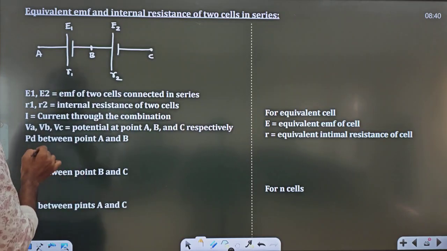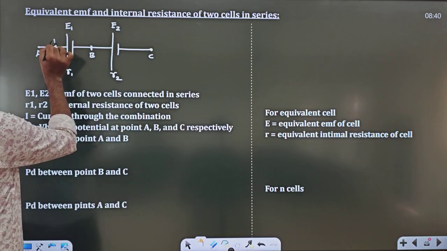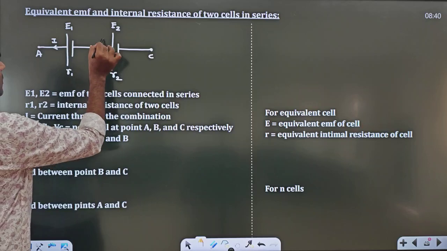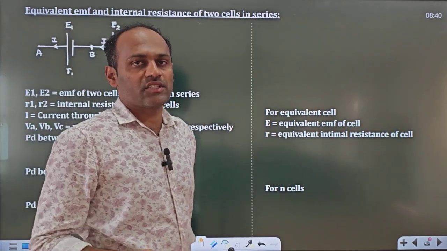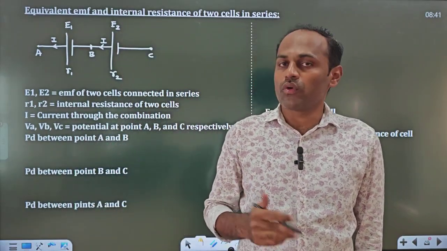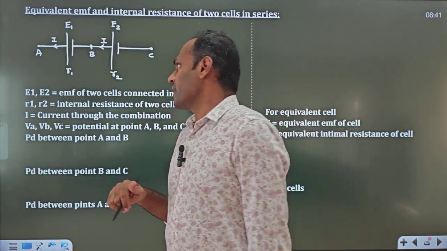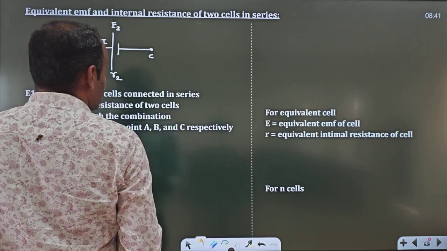Since the cells are in series, there will be same current flowing in both the cells. In both cells we will have the same current I flowing. Because we know very well in series combination current will be same and voltage will be different, right? Okay, so this is the series combination of two cells.